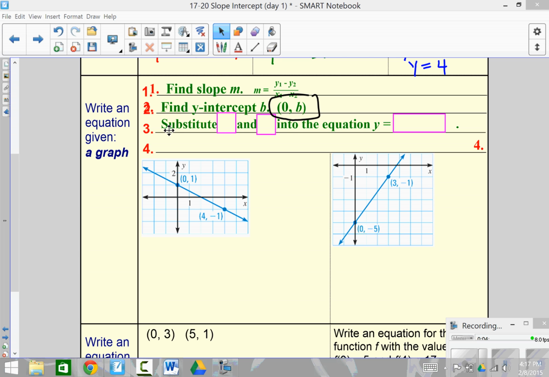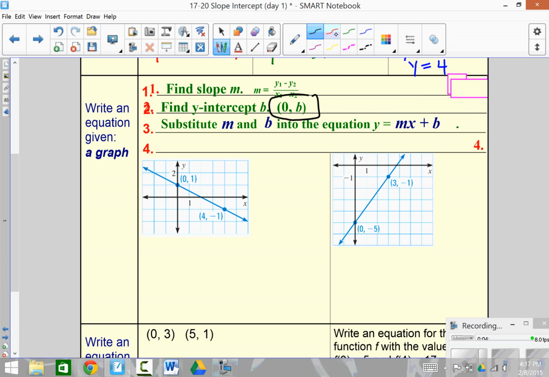Third step, you're going to substitute the m and the b into the equation y equals mx plus b, just like what we did.